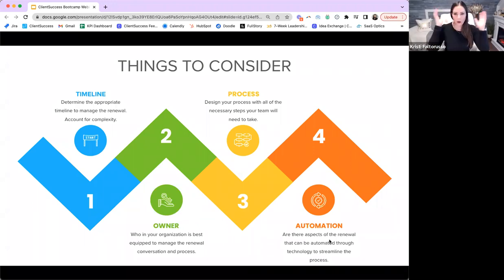I always have my automation hat on and try to figure out, okay, for this step, do I have to have a person on it? Can I automate it, right? Do I have the right tools and technology to do so?